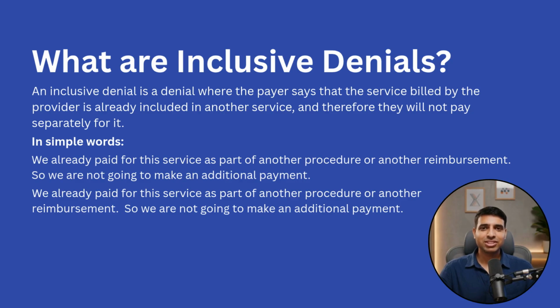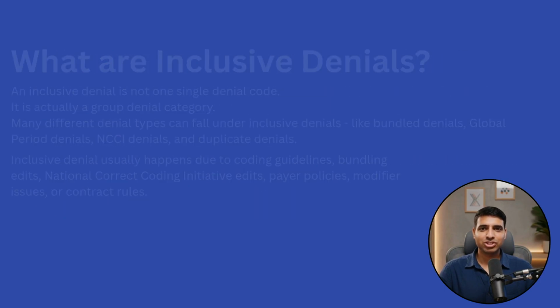That is why understanding inclusive denials properly is extremely important if you want to become strong in AR follow-up and denial management. So first, let us understand what an inclusive denial actually means. An inclusive denial is a denial where the payer says that the service billed by the provider is already included in another service, and therefore they will not pay separately for it. In simple words, the payer is saying, we already paid for this service as part of another procedure or another reimbursement, so we are not going to make an additional payment.